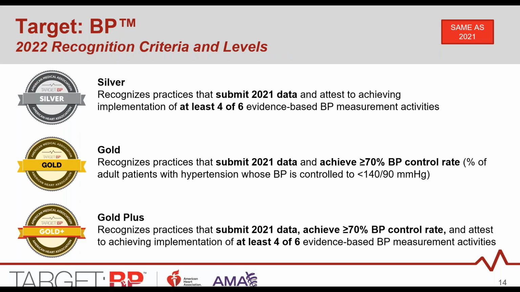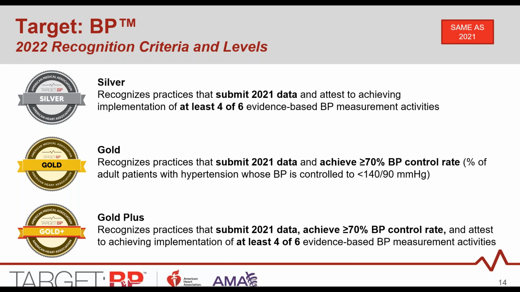There are 3 award levels in addition to the participant award. So first, the Silver Award recognizes practices who submit aggregate blood pressure data and attest to implementing at least 4 of 6 evidence-based blood pressure measurement activities and do not reach at least a 70% control rate. The Gold Award recognizes sites that submit aggregate blood pressure data and achieve at least a 70% control rate of less than 140/90 for their patients with hypertension.